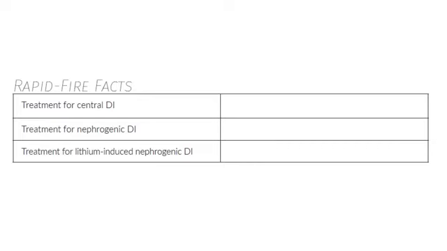So that's it for the end of the session quiz. And now we have 3 rapid-fire facts. So the treatment for central DI, again, it's desmopressin. The treatment for nephrogenic DI is hydrochlorothiazide or HCTZ, indomethacin, and possibly amiloride. And the treatment for lithium-induced nephrogenic DI is amiloride.